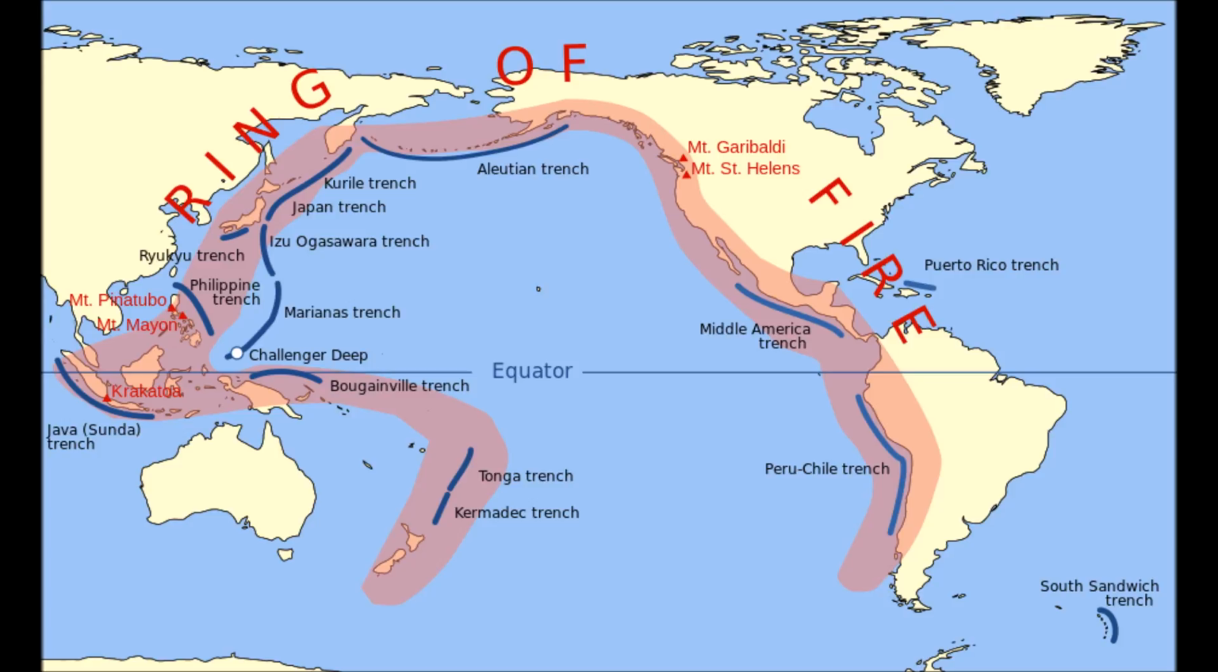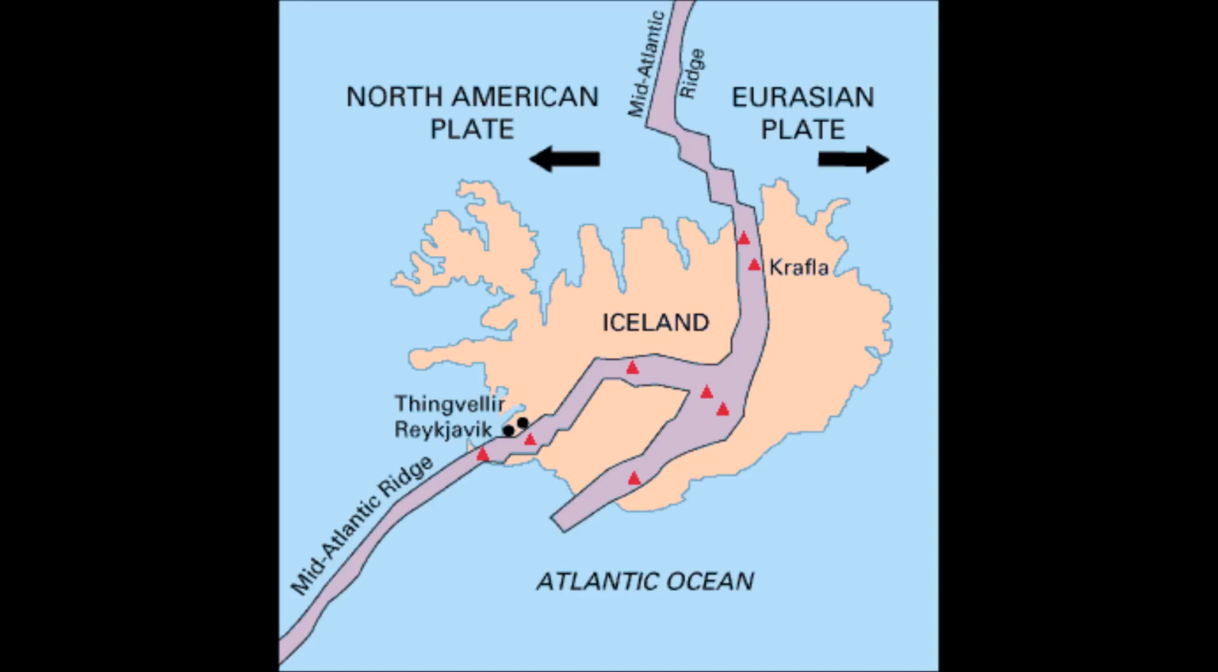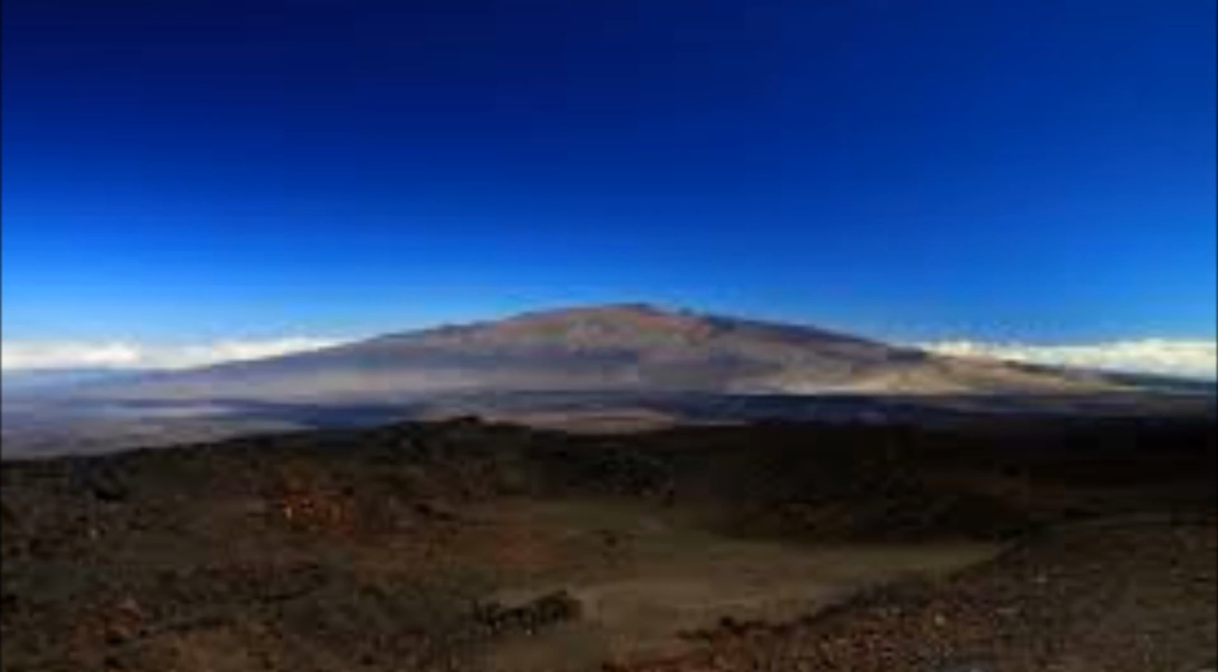Let's begin with constructive margins, where two plates are moving apart. Magma is forcing its way to the surface, for example, along the mid-Atlantic ridge. As it breaks through the overlying crust, it causes earthquakes. On reaching the surface, it can form volcanoes, such as in Iceland.